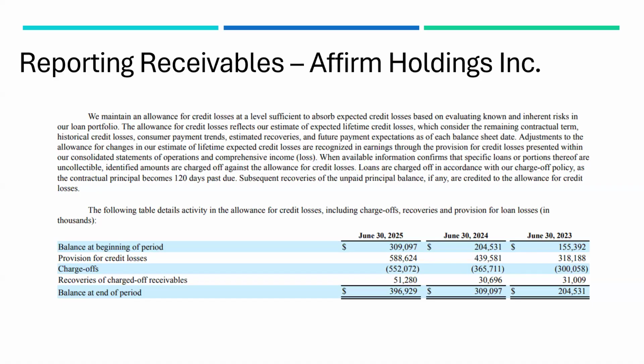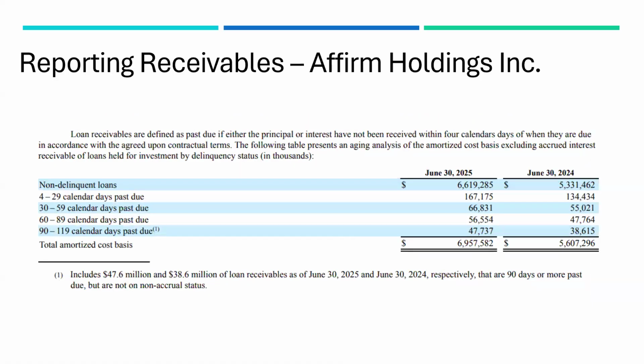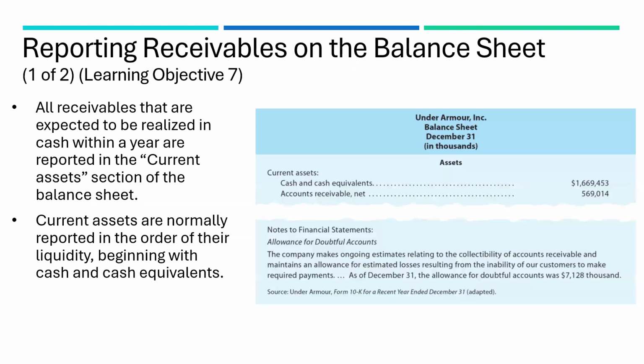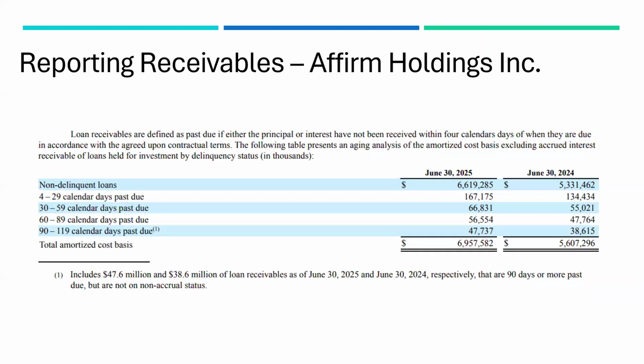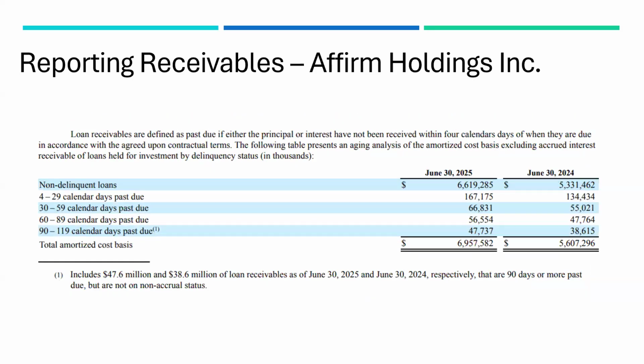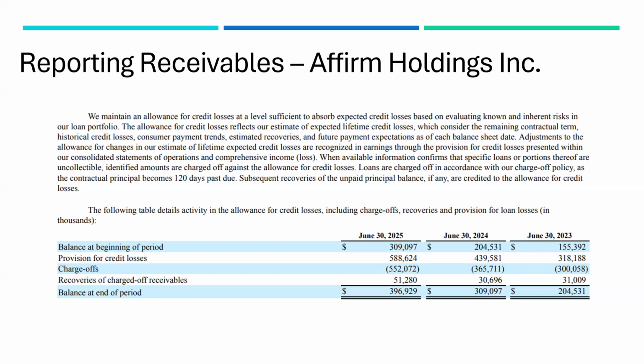I don't know, it's interesting to see how companies are actually thinking about this. The reason that they're so transparent about this is because that's their whole business. Normal businesses aren't required to report all these disclosures. Under Armour is a multi-billion-dollar business, and we saw their allowance for credit losses was 7 million. For Affirm, that's their whole business, the receivables are probably a large section of their balance sheet, and their provision for credit losses every year is $600 million.